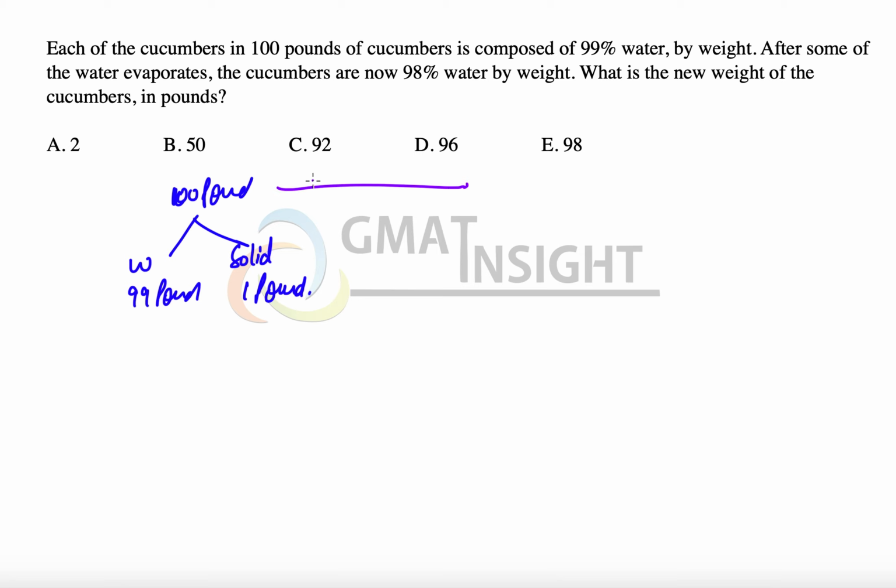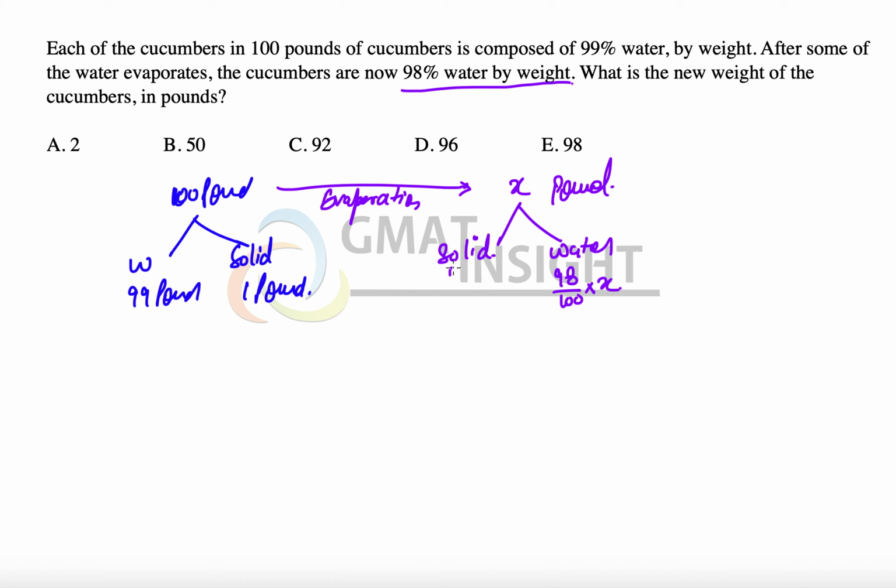Now some of the water evaporates. So after evaporation, its weight definitely decreases. Let's assume that now its weight is X pounds. Now in this X pounds, the question says that 98% by weight is water. So we write that water is 98% of X. Once again, we need to ask a question: what is the remaining thing? Now the remaining is again the solid, which is 2% of X.